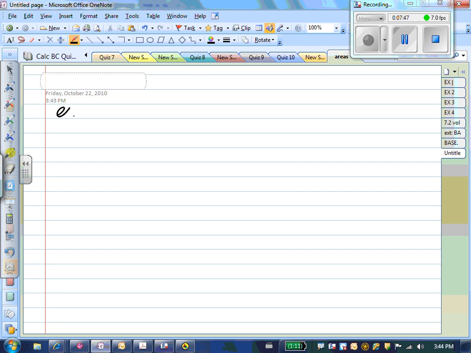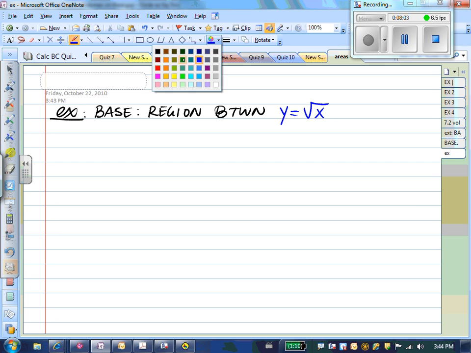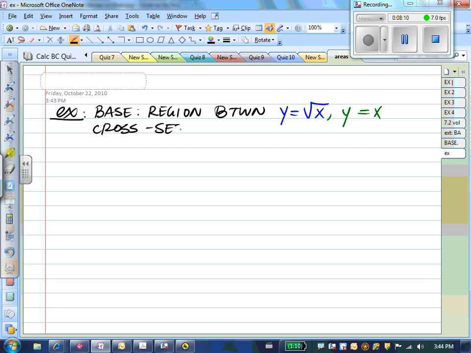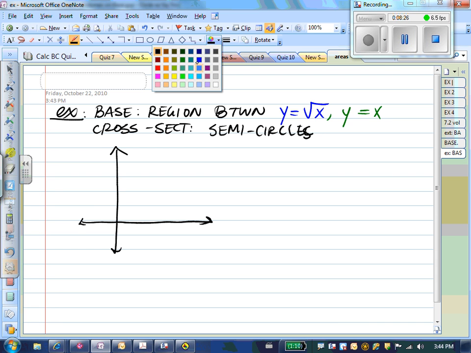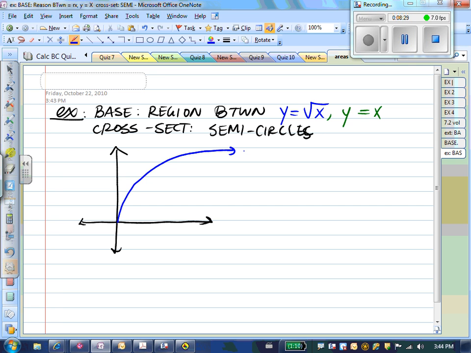The last example, I'm going to choose a different base. So in this case, the base will be the region between two curves. I'm just going to choose that the base is going to be the region between y equals square root of x, and the second one is going to be y equals x. Cross sections, we'll pick semicircles, because we haven't used that before. So let's look at the picture. I'm going to exaggerate the square root graph a little bit, but we know it looks like this. And then I have the y equals x graph, which we know looks like this. So there's this region in between, and this region is going to become our base.